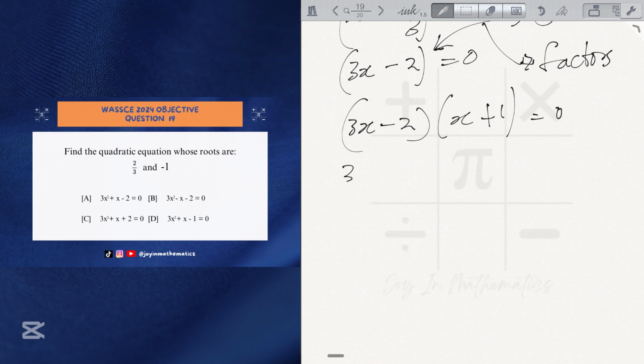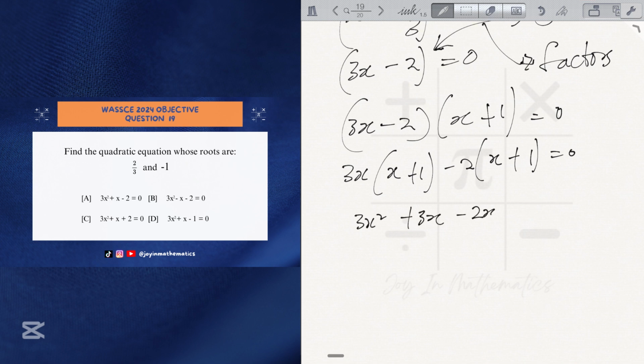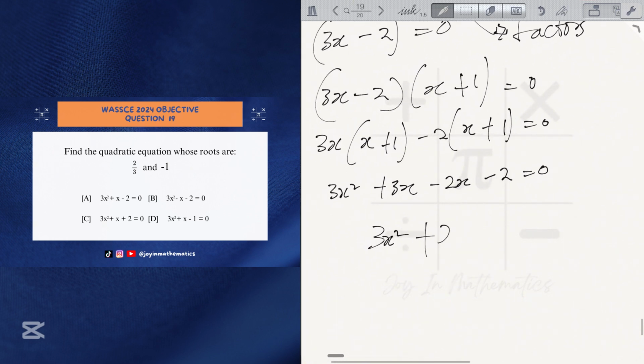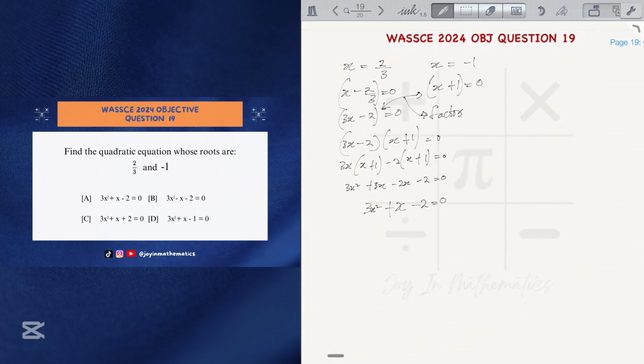So let's begin with 3x, open with x plus 1, minus 2 multiplying x plus 1. So this will result into 3x squared plus 3x minus 2x minus 2 equals 0. So with this we have 3x squared plus x minus 2 equals 0. So now this is the first way to simplify it. We can say that it's equivalent to option A.